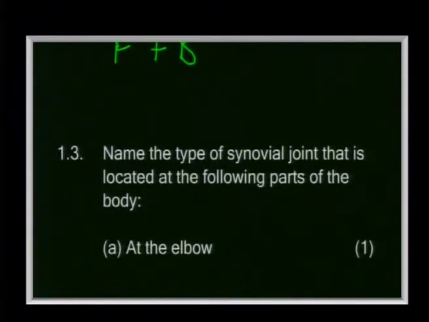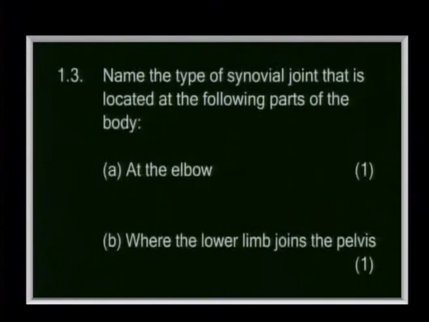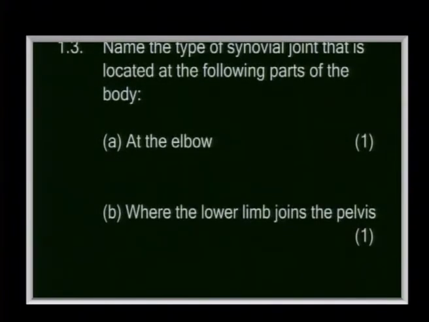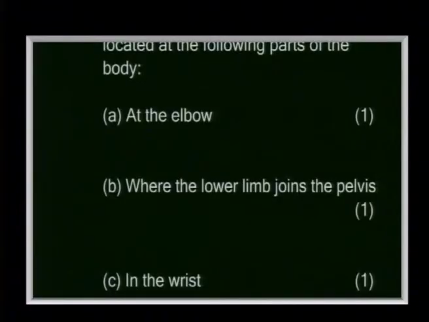Name the type of synovial joint that is located at the following parts of the body. Now you should know that at the elbow, can it go further than a point? No. So it's the same as a door frame? Yes. So it's the same as the hinges on a door? Yes. Therefore it is a what joint? It is a hinge joint.